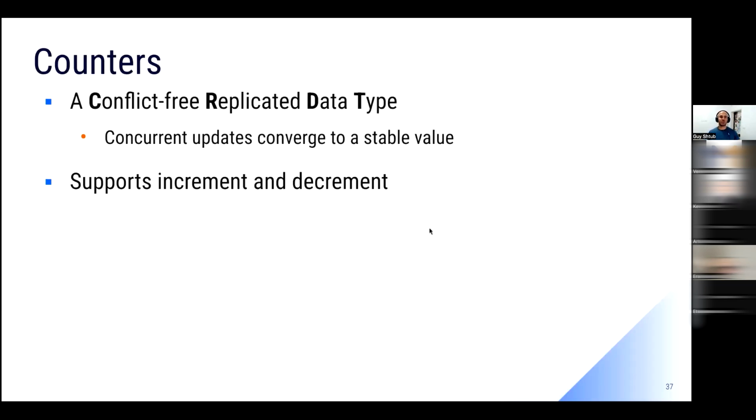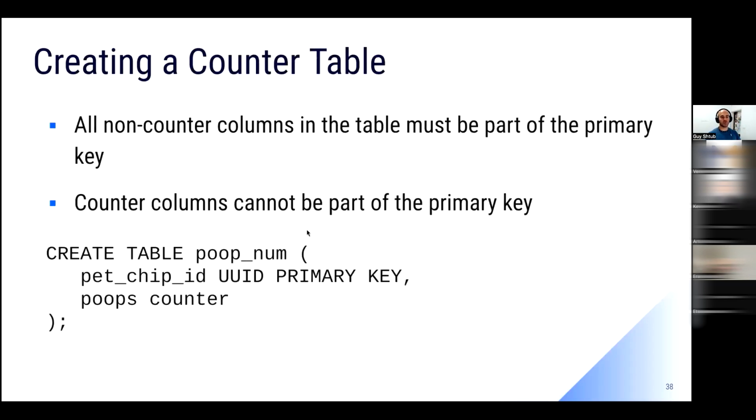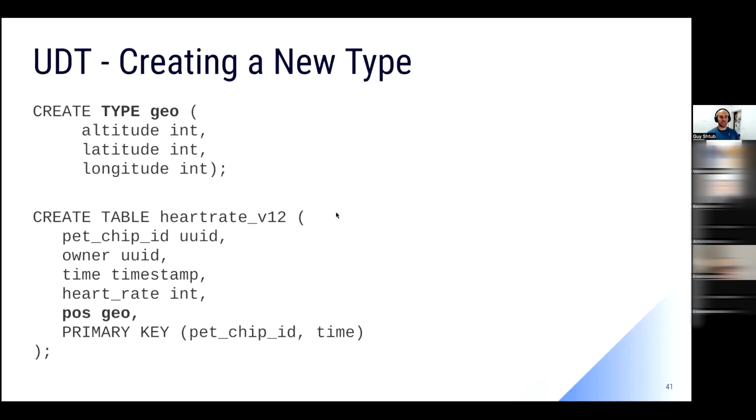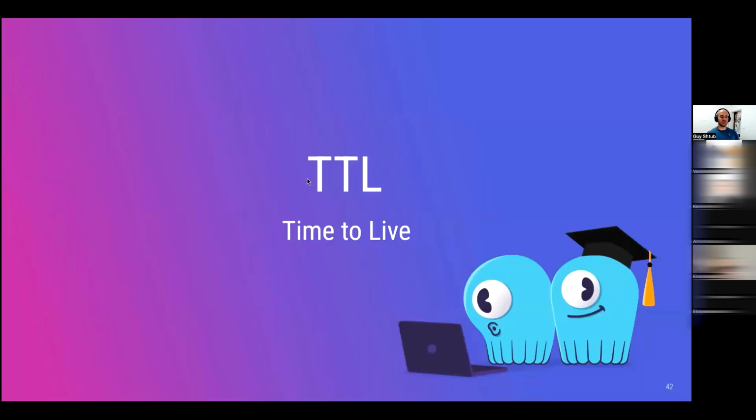So that's really important. The counter column offers a very high consistency, and that's useful. So it's very straightforward to use, but it does have some limitations. For example, the counter columns cannot be part of the primary key. So those are counters. User-defined types, I'll skip that.